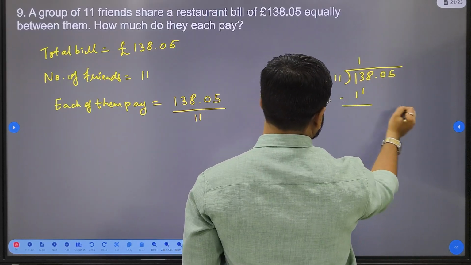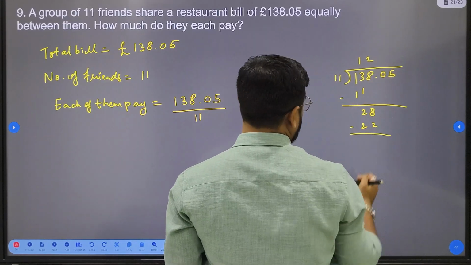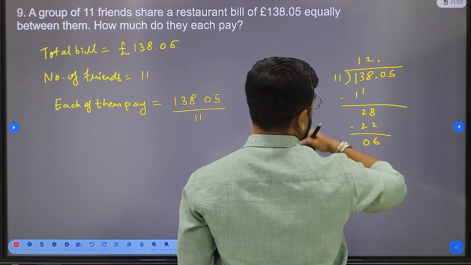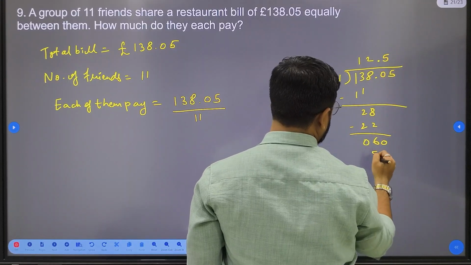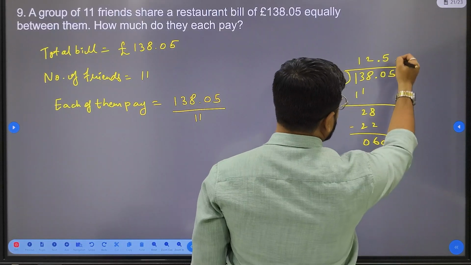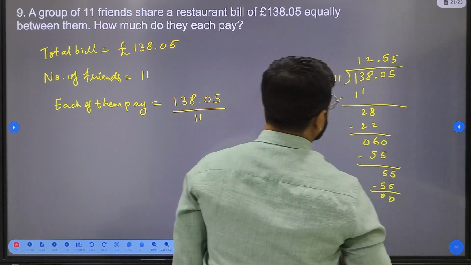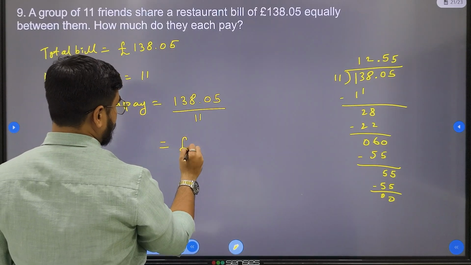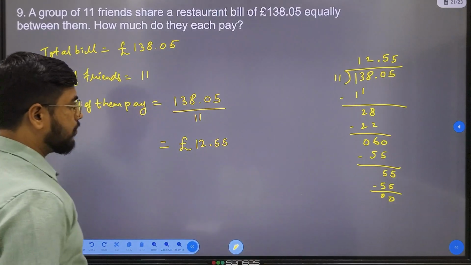11 into 1 is 11. 2 and 8. 11 into 2 is 22. 8 minus 2 is 6. This follows 0. The decimal moves above. Next number is 0. 11 into 5 is 55. We are left with 5 and 5. So 11 into 5 is 55. So each of them pays 12.55 pounds.